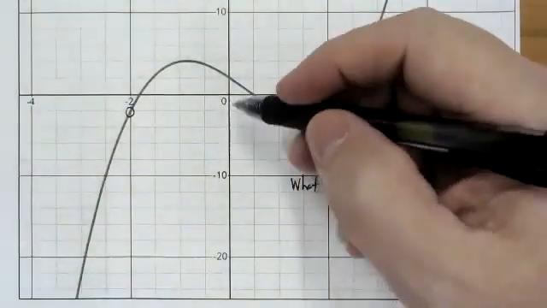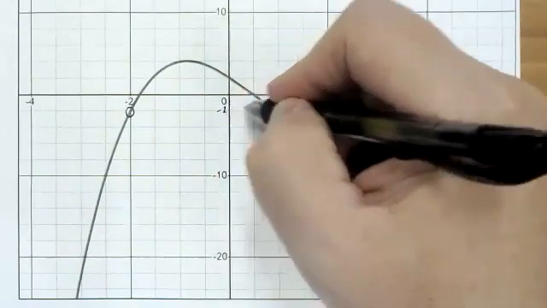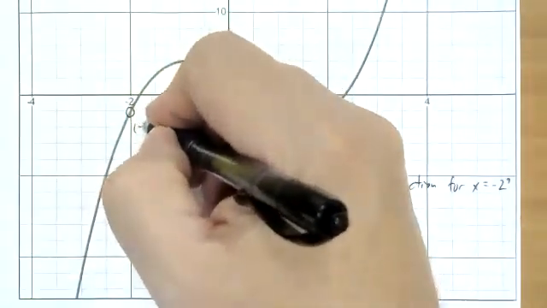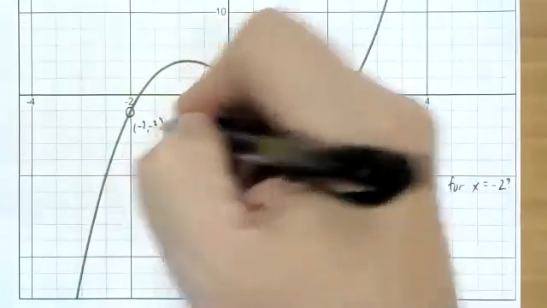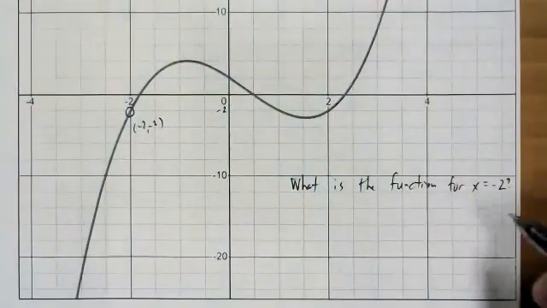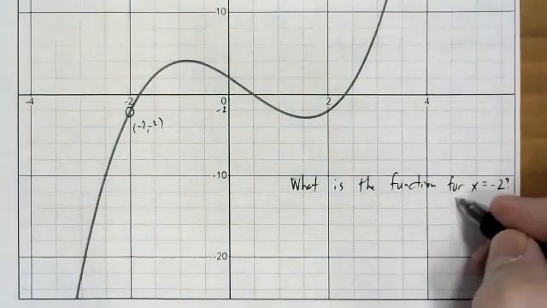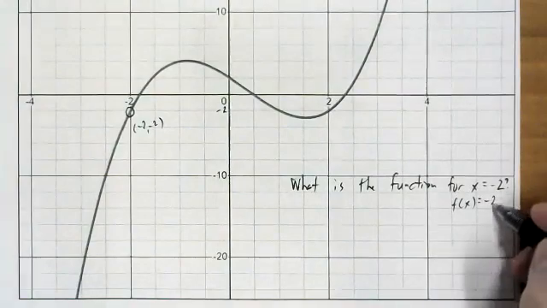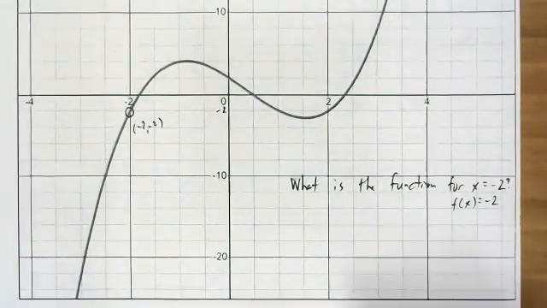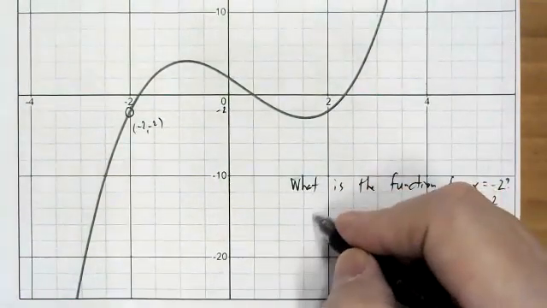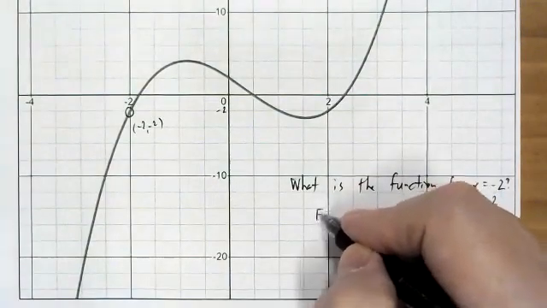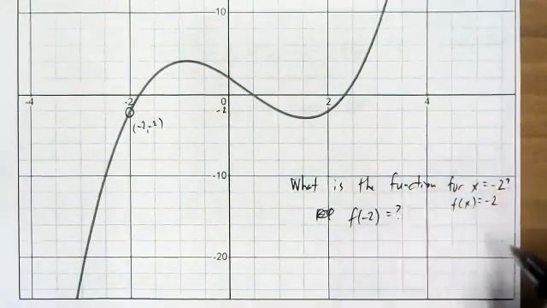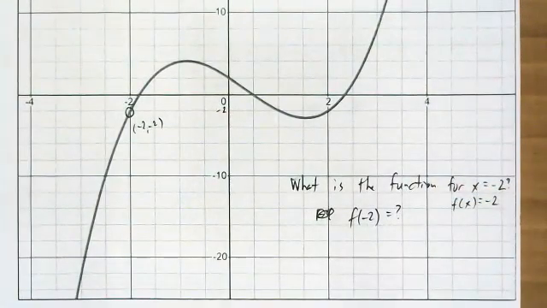And be careful of the y-axis because this is -2 right here. So at this point here, x is -2, the function's -2. So what's the function for f(x) equals -2? You just say f of x equals -2. You know what that might say? Might not be a question, it might just be f of -2 equals what?